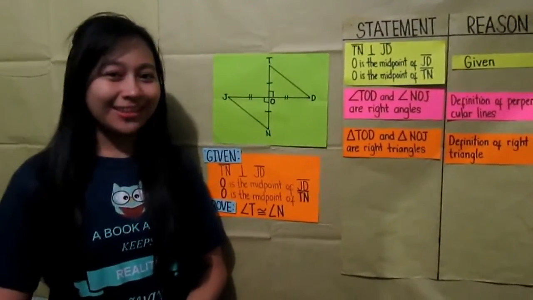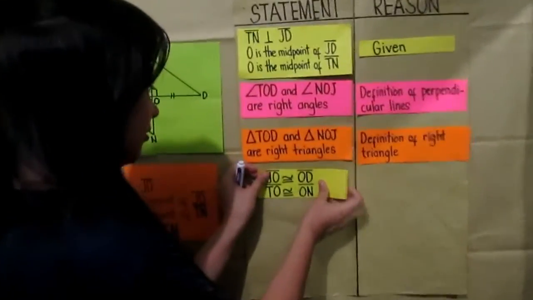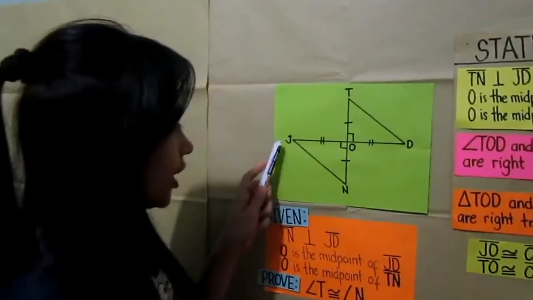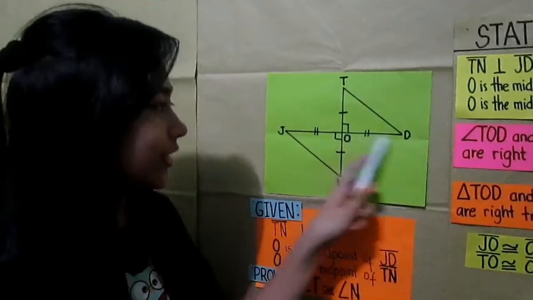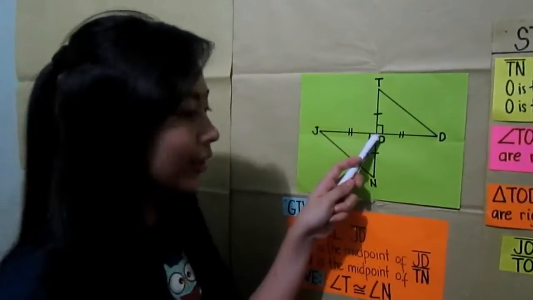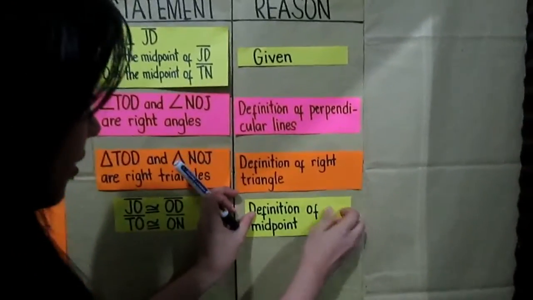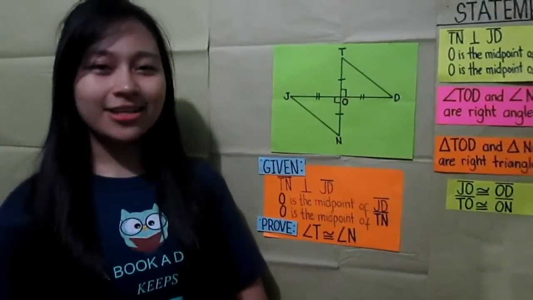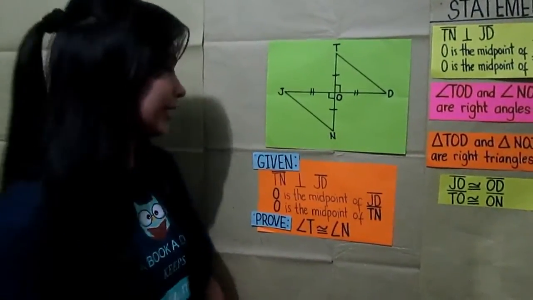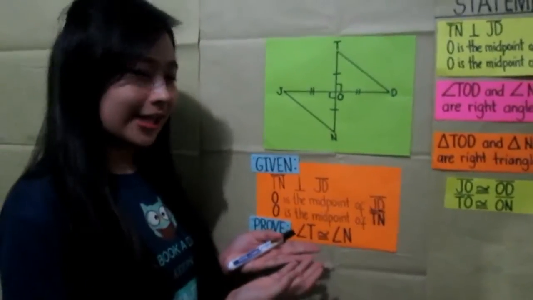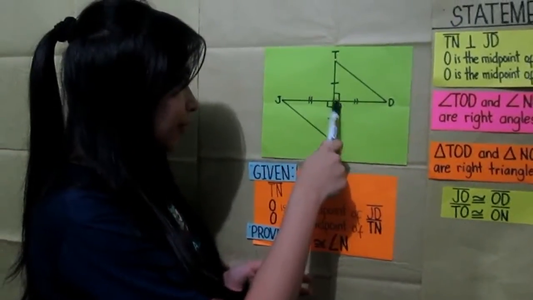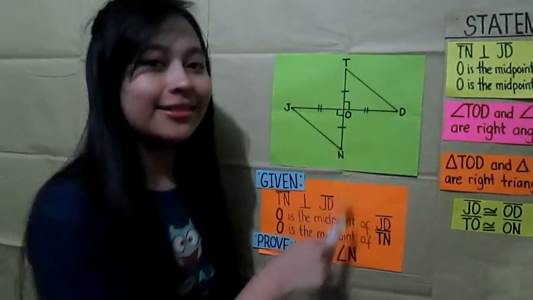The fourth statement states that JO is congruent to OD and TO is congruent to ON. The fourth reason is the definition of midpoint. The reason behind this is clearly in the given, because it is stated that O is the midpoint of JD and TN.